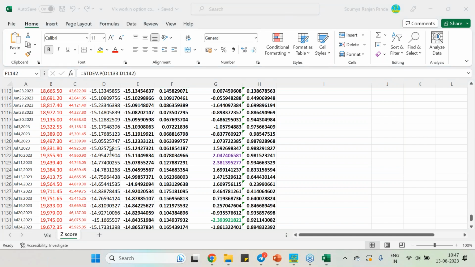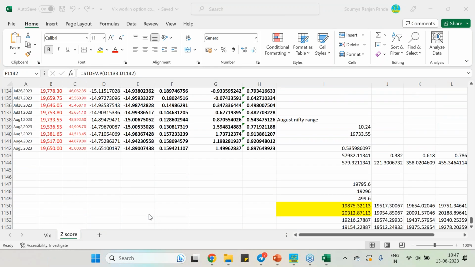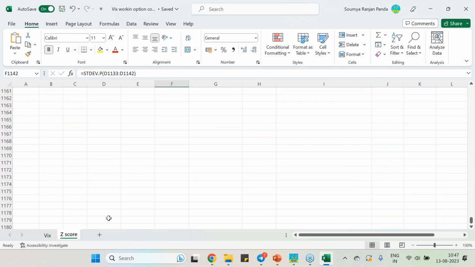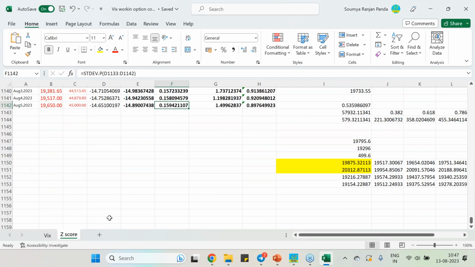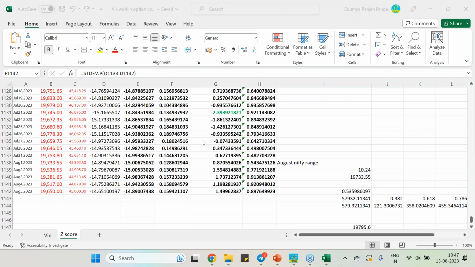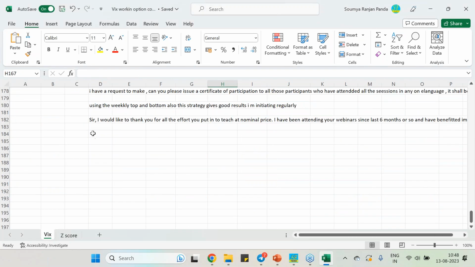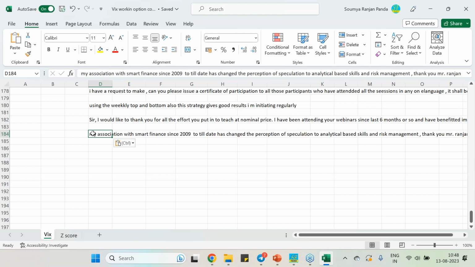Manish has been associated with Smart Finance since 2009. So he is telling this. These are the essence of our study: we can become successful. Everybody can make money in the market. It is not an impossible game. Everybody can make money in the market, provided you logically think and reciprocate. That is what is required.